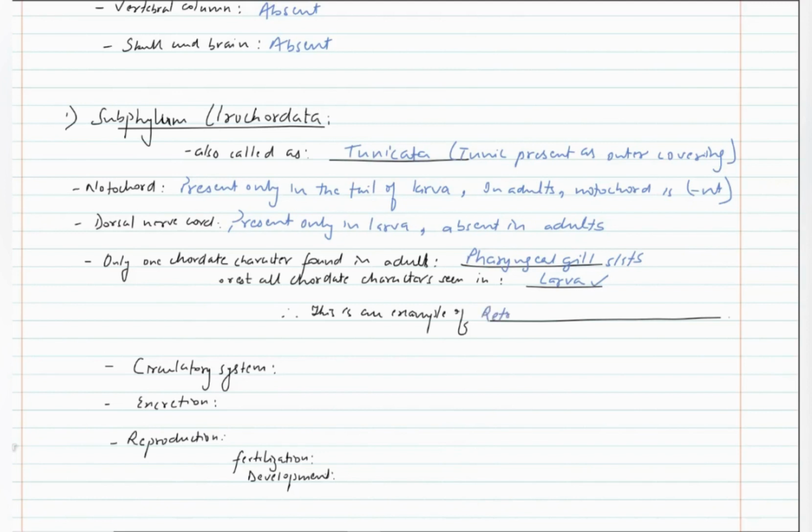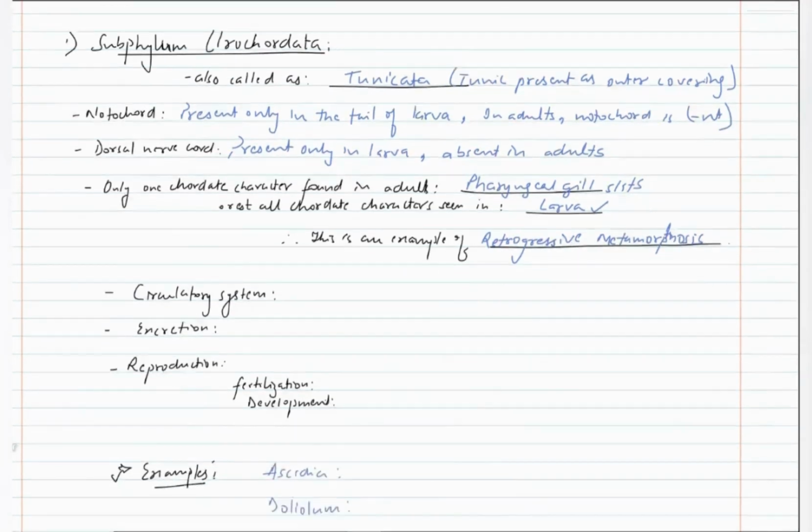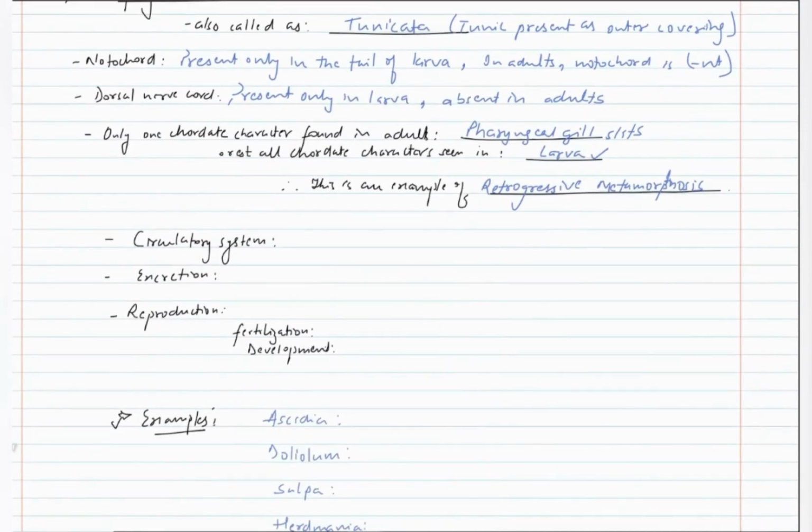This is an example of retrogressive metamorphosis. Retrogressive metamorphosis, when the adult has primitive features as compared to larva, it is termed as retrogressive metamorphosis. We have also seen this phenomenon in case of Echinodermata, where larva has bilateral symmetry but adults show radial symmetry.